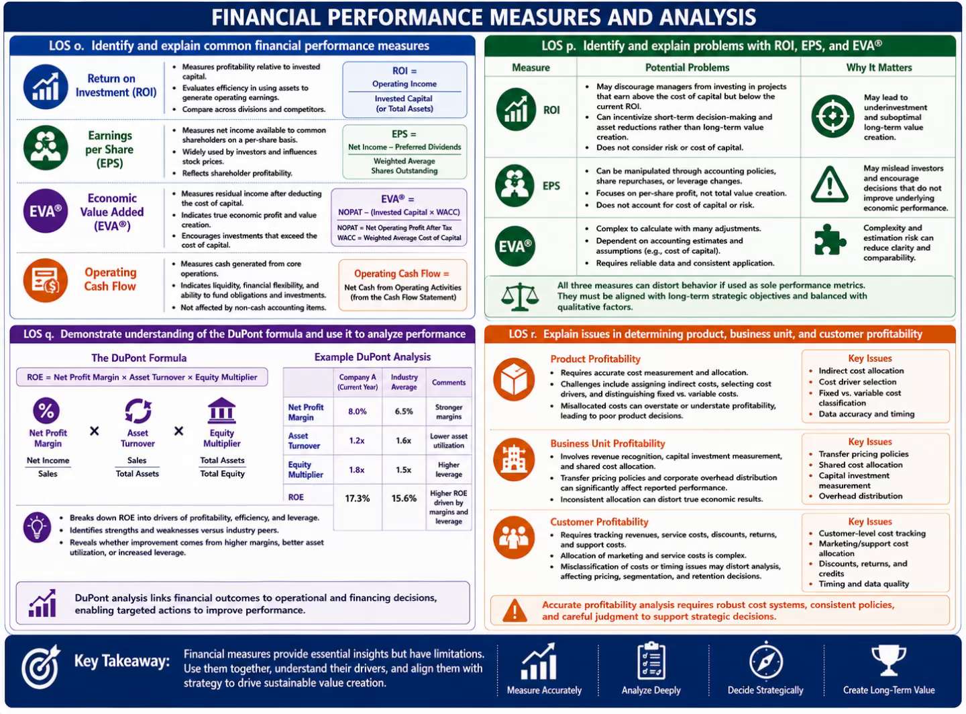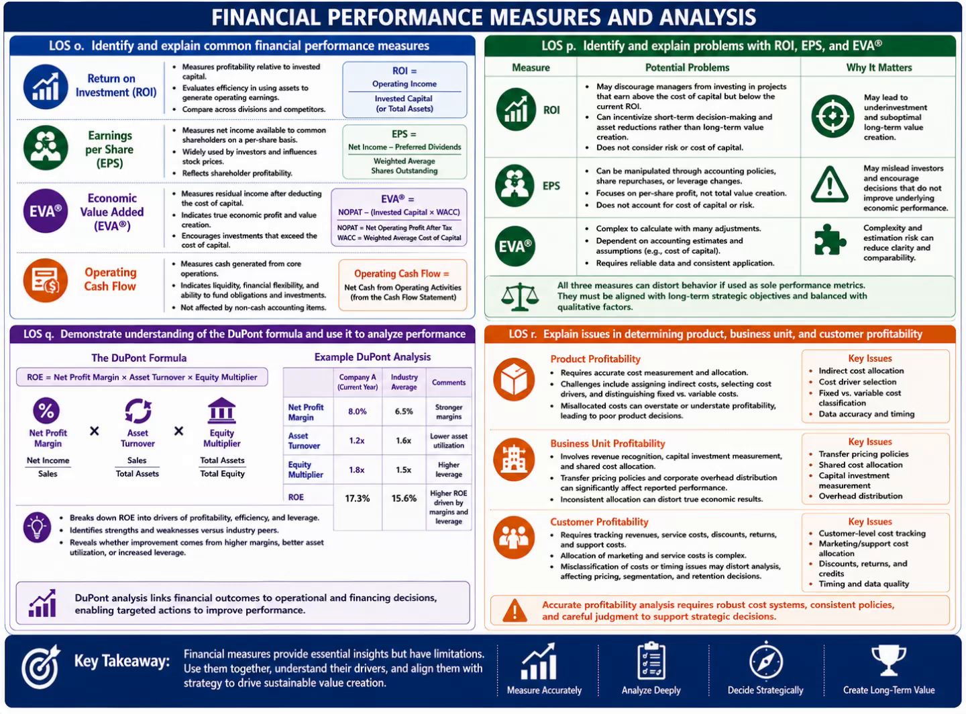LOSR. Explain issues in determining product, business unit, and customer profitability. Determining product profitability requires accurate cost measurement and allocation. Challenges include assigning indirect costs, selecting appropriate cost drivers, and distinguishing between fixed and variable costs. Inaccurate allocation may overstate or understate product performance, leading to poor strategic decisions.